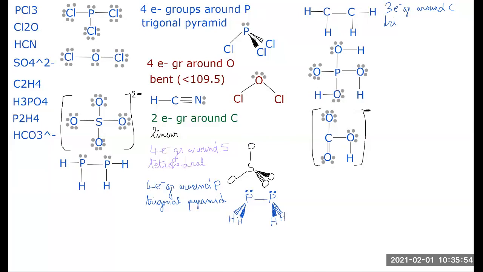So we have a trigonal planar. So to not confuse with trigonal pyramid, right? It's very different shapes. Trigonal pyramid is not flat. It's like a pyramid with a triangle at the base. A trigonal planar structure is flat.